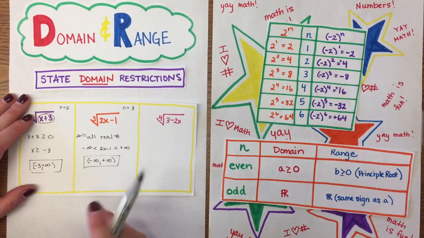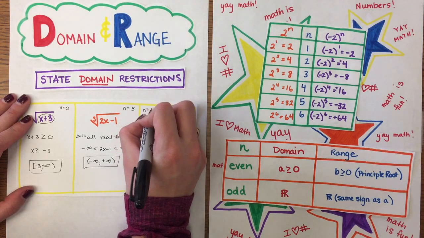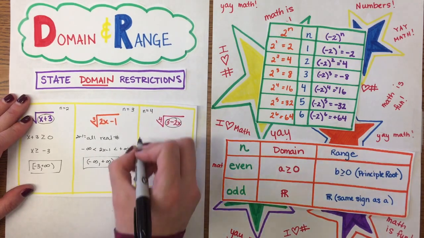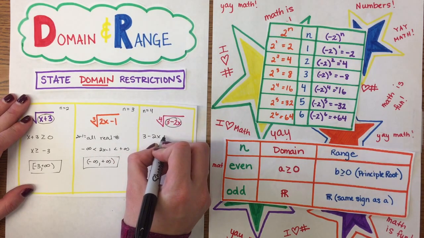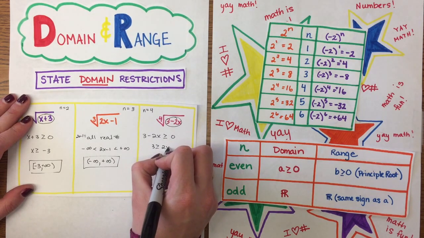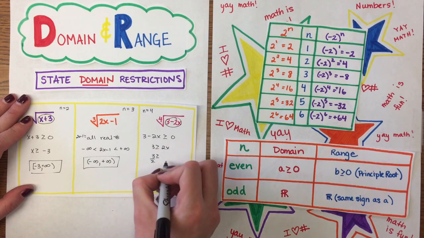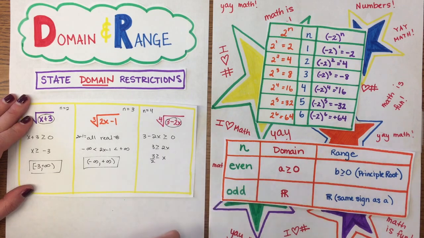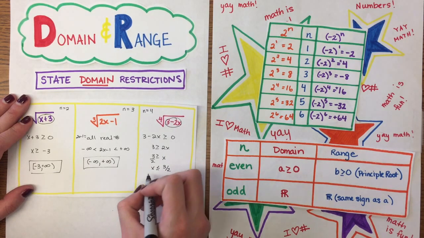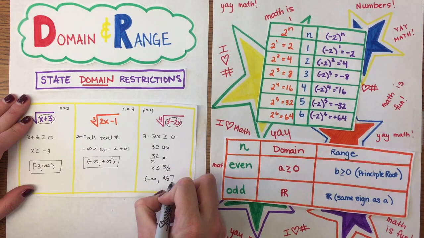It's perfectly fine. The fourth root of 3 minus 2x, our index here is 4. That's an even number. So the radicand must be positive. 3 minus 2x is greater than or equal to 0. 3 is greater than or equal to 2x. 3 halves is greater than or equal to x. Or x is less than or equal to 3 halves, negative infinity to 3 halves inclusive.